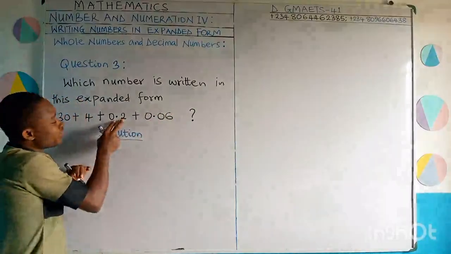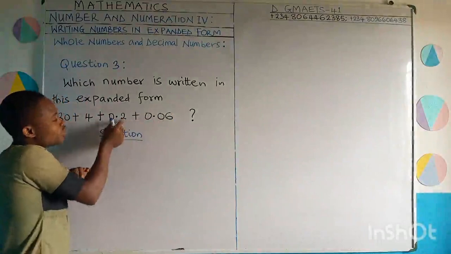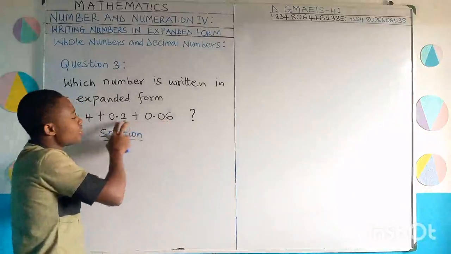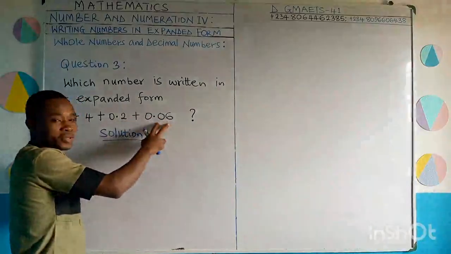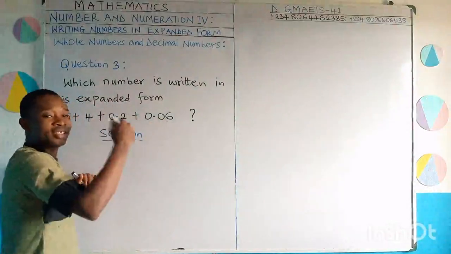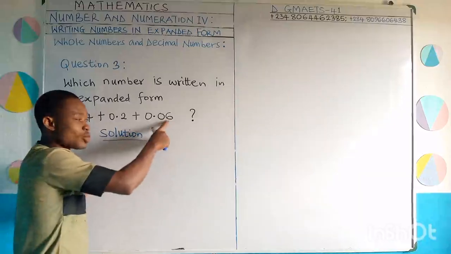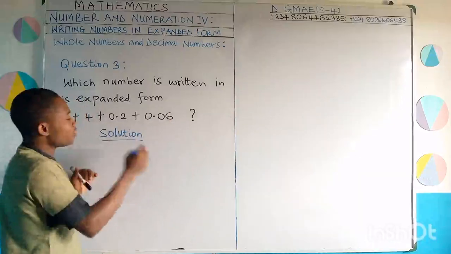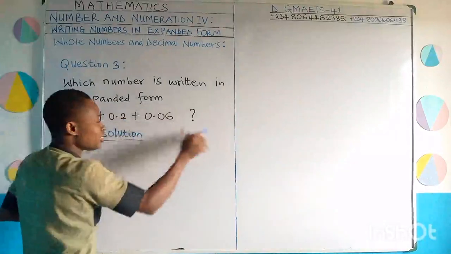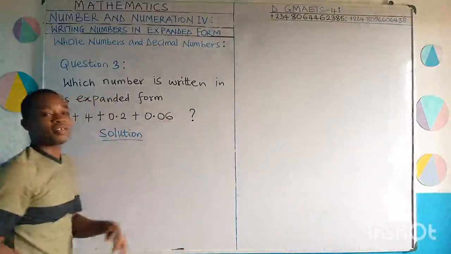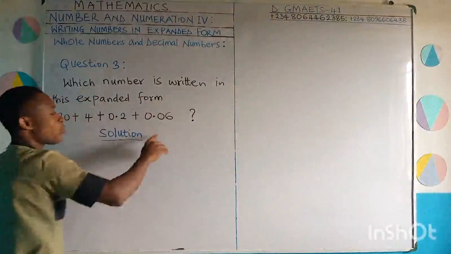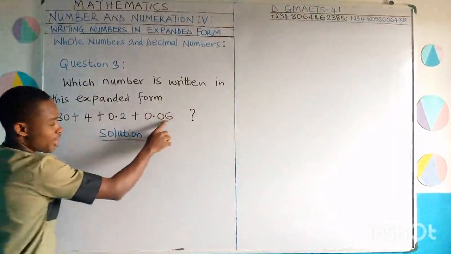So if you compare these two decimal parts, 0.2 and 0.06, you will agree with me that the one that has the lowest decimal place value is this one, which is hundredths. This one has tenths, and this one goes further down to hundredths. So the smallest place value in the decimal part is hundredths. That's how we find it out.